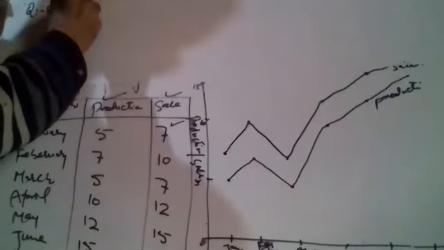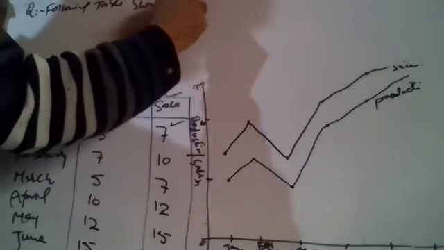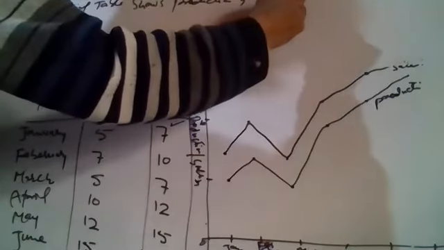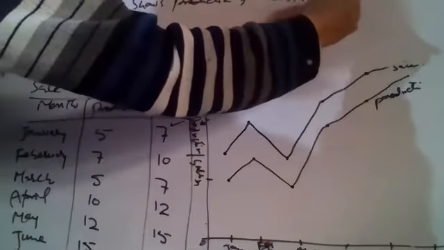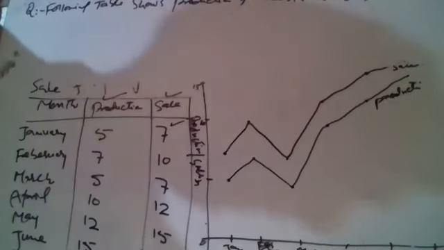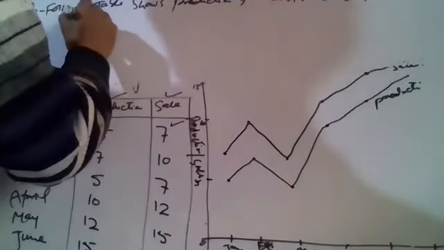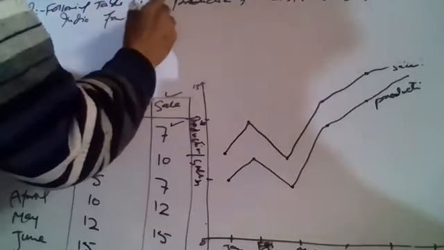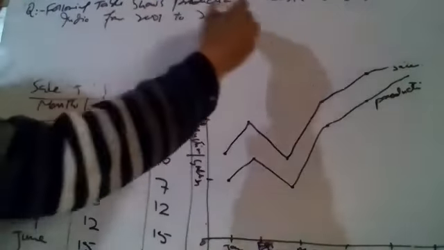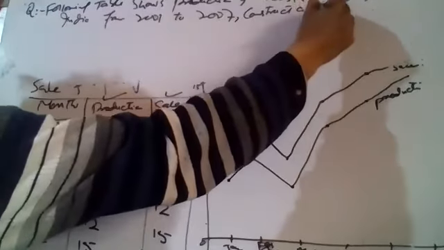Following table shows production of wheat, rice, sugar, gram in India from 2001 to 2007. Construct a suitable graph.